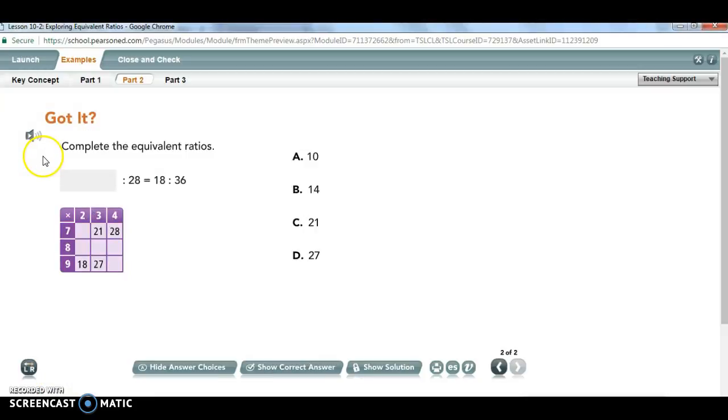Here's our part 2 got it problem. Complete the equivalent ratios. The correct answer is 14. We need to find 18 and 36. I know if I completed my table, 9 times 4 is 36, and so I would see 18 here, 36 over here, and I would want to move up until I got to 28 and then match that on this side as well. Move up. So 2 times 7 is 14 and would complete this box.